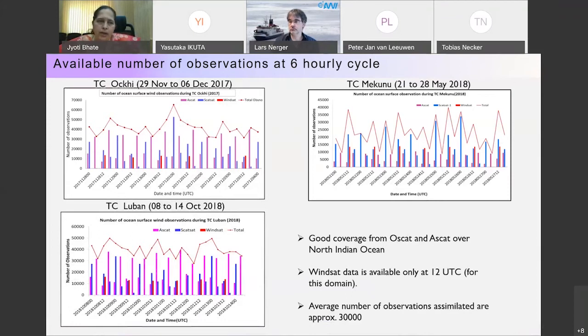So normally the ScatSat data is available over the North Indian Ocean at 0 and 6 UTC, while the SCATSAT is available at 0 and 12, and the WindSat is available around 12 UTC. So after integrating all these data sets, we get better coverage over the North Indian Ocean, around 30,000 observations.